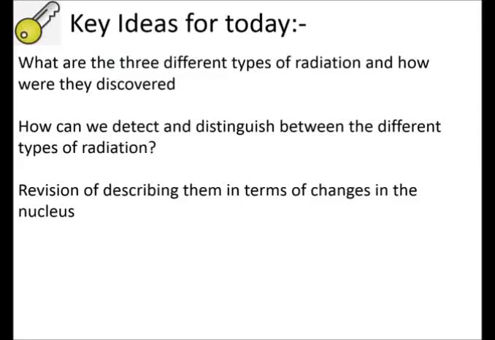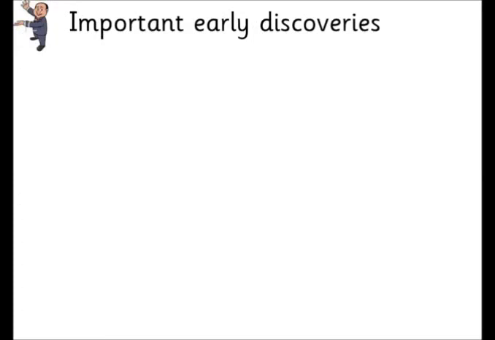Okay, welcome to the second video in radioactivity. We're going to be looking today at the three types of radiation which you will have met throughout school, i.e. alpha, beta and gamma. We're going to be talking about how we can detect and distinguish them, and a little bit of revision from year 12 in terms of changes in the nucleus and what we call the decay equations.